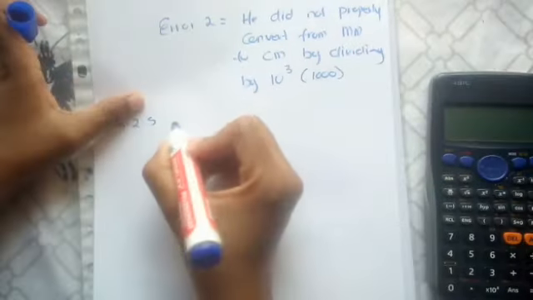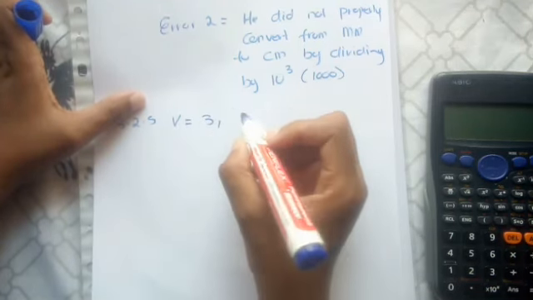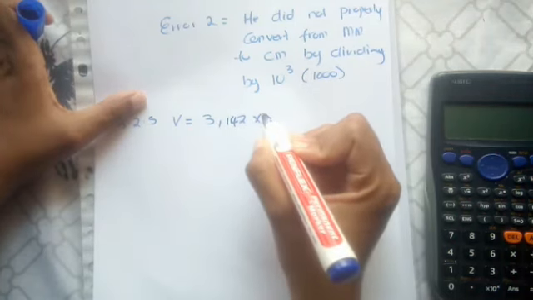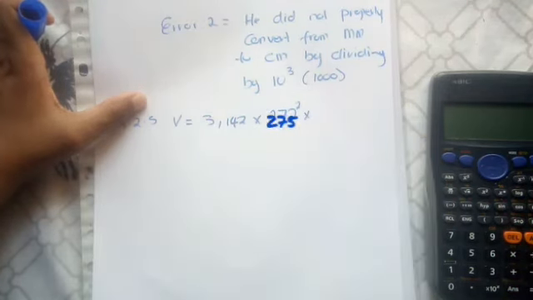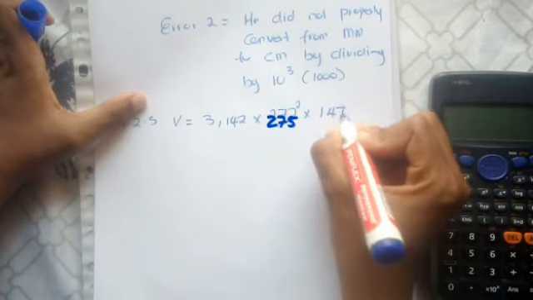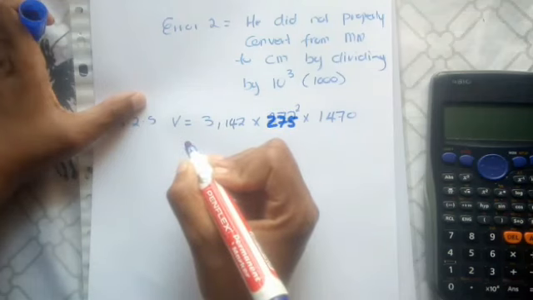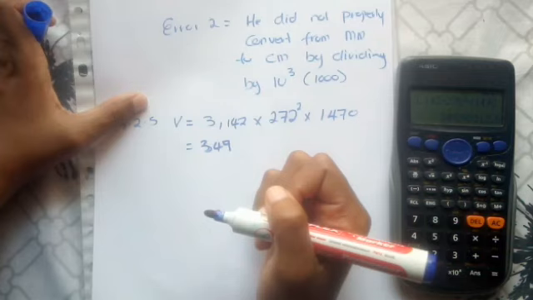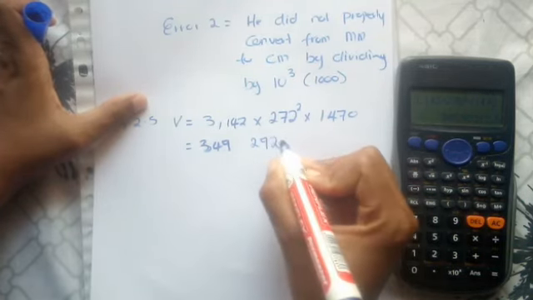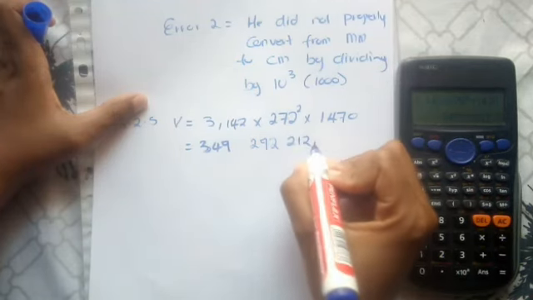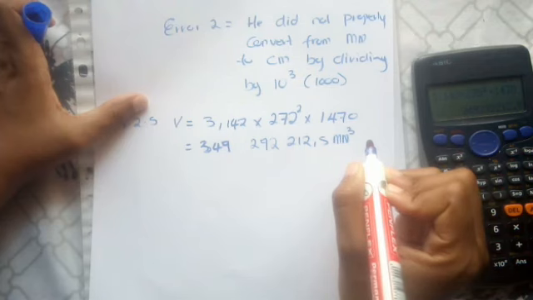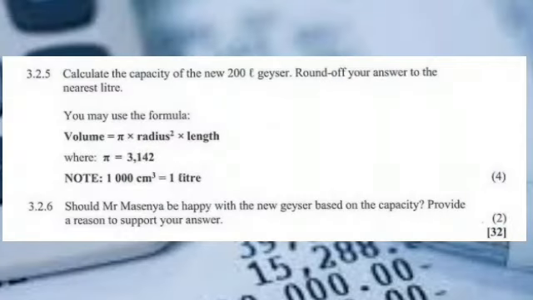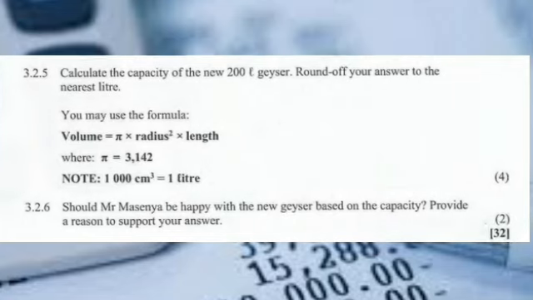So volume is equals to pi, we were told is 3,142 multiplied by our radius that we calculated to be 272 square, multiplied by our length, which was 1,470, and that gives us a volume of 349,229,212,5 millimeter cube, because we are dealing with volume. Now there was a note right under our formula that told us that 1,000 centimeter cube is equals to 1 liter. So this is in milliliters.